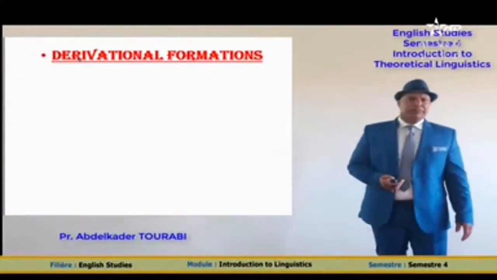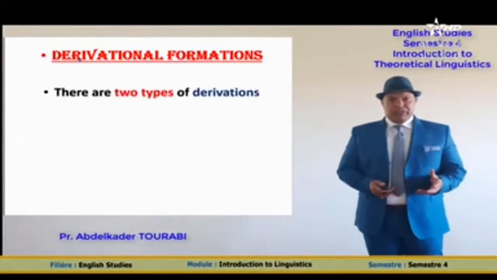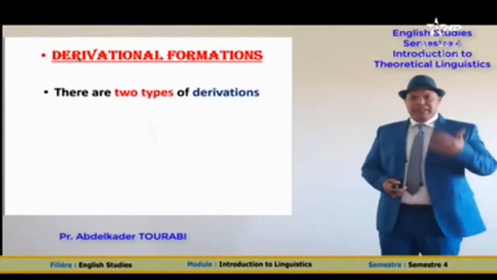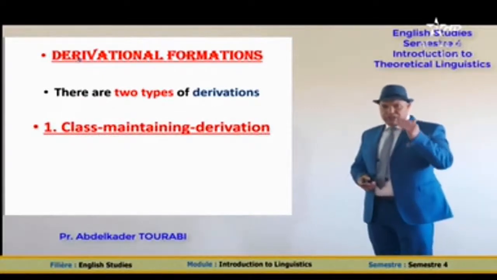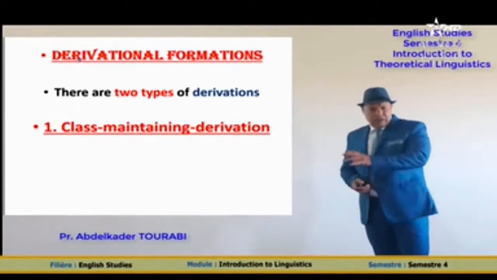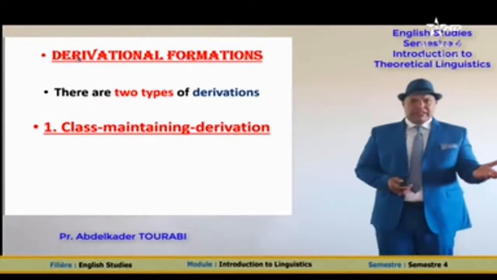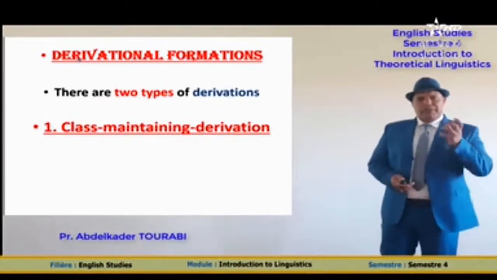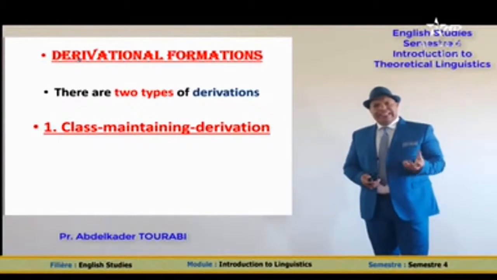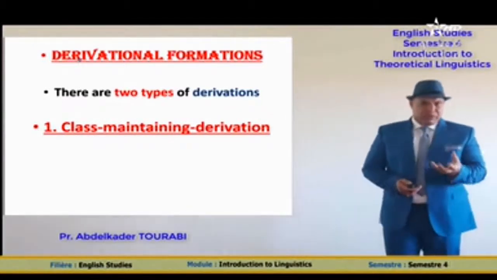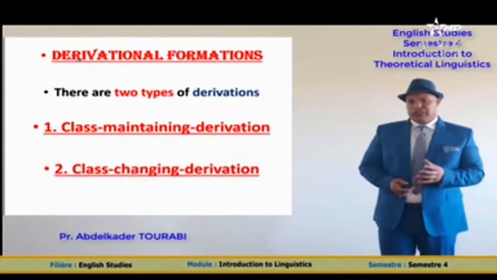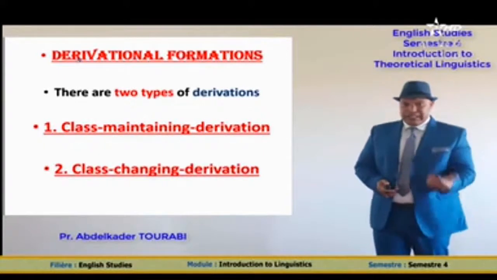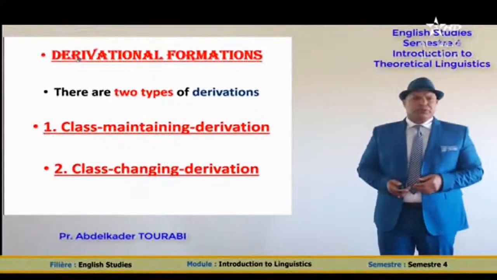Derivational formations. There are two types of derivations. It can be a class-maintaining derivation, which means that if we have a noun, it gives us also a noun. This is what we call class maintaining. It maintains the original class of the stem or of the root. The second one, we have class-changing derivation. It can change the class or the grammatical category of the word.